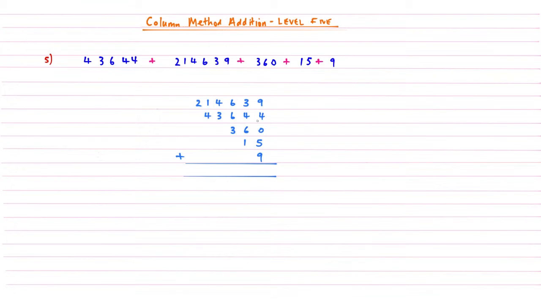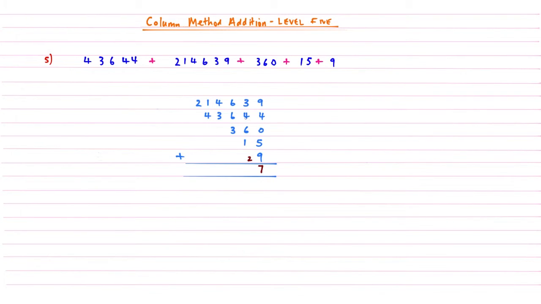So I'll start with the units column. 9 add 4, add 0, add 5, add 9. Well, that gives me an answer of 27. So I'm going to carry the 2 and then write the 7 underneath. And then we'll add the tens column.